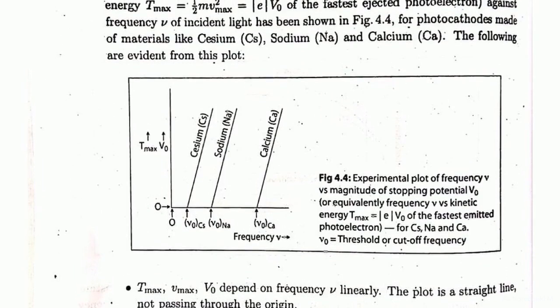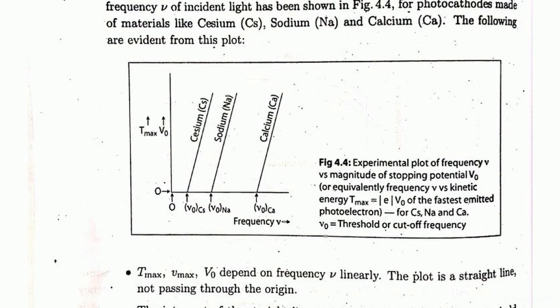Despite cesium, sodium, and calcium having completely different atomic structures and threshold frequencies, the plotted lines are perfectly parallel. Mathematically, parallel lines have the same slope. In our linear equation, the slope is the value h over e. It is a constant, unaffected by the material being tested.